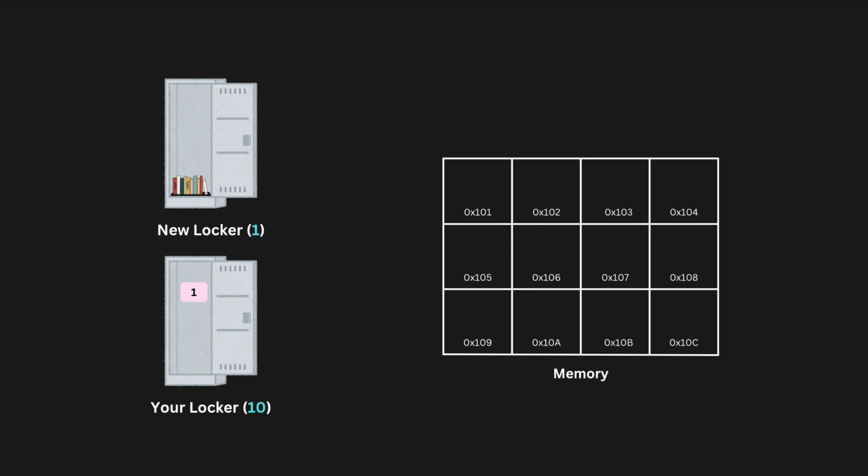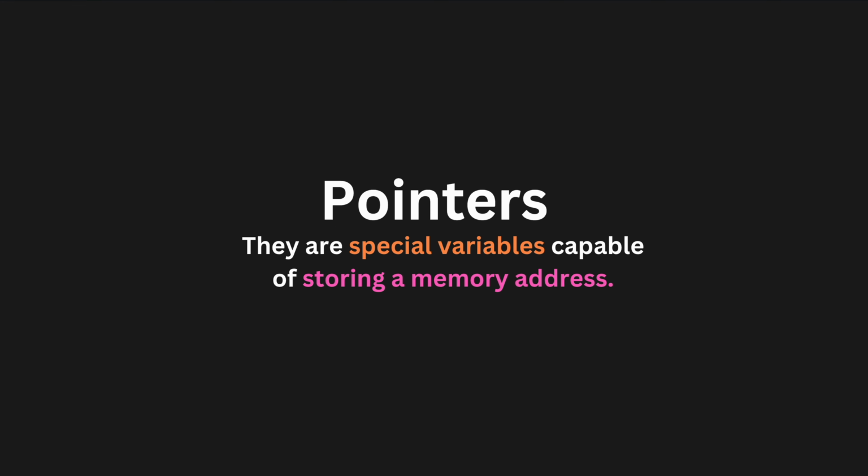Now that we actually understand this, the locker number 1 is where my actual data is stored. So let us take that to the memory address 0x101. Now in the locker 10, we want to keep the number of the locker 1. However, our data is stored in memory location 0x101. So instead of the number 1, we will store the address 0x101. Now let us revisit the definition again. Pointers are special variables that are capable of storing memory addresses. Hopefully this demonstration of how they are stored made this concept really clear.